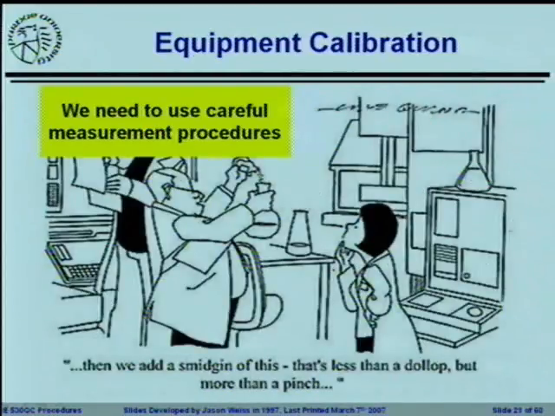Equipment calibration, you need to follow careful measurement procedures. I will point out here, ASTM standards are standard for a reason. They are standard so that when everyone in this room does the test, we all get the exact same results. You need to make sure that the equipment that you're using is within calibration. It's calibrated on a regular basis. You need to check it against something so that you know the results that you're getting are correct.